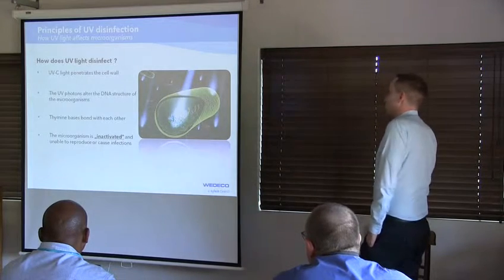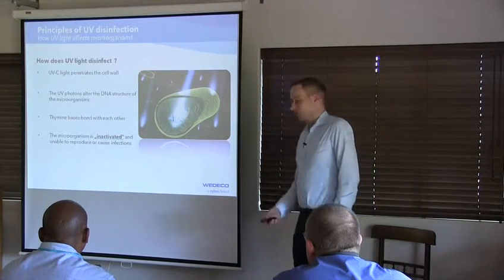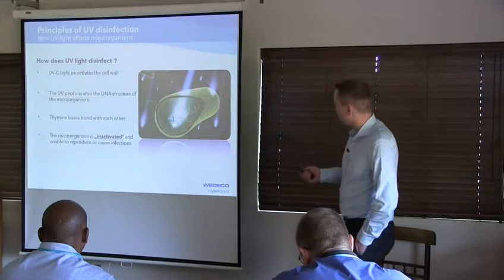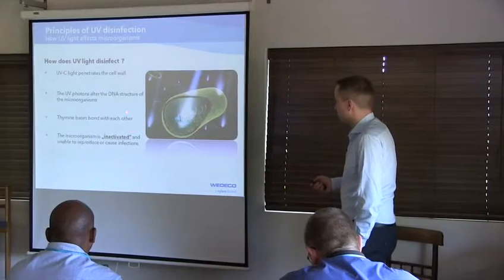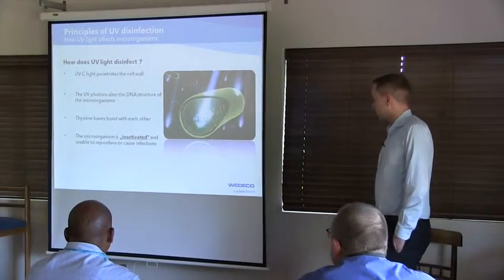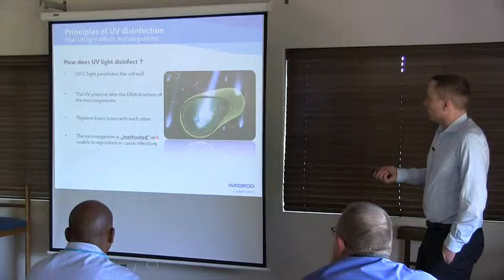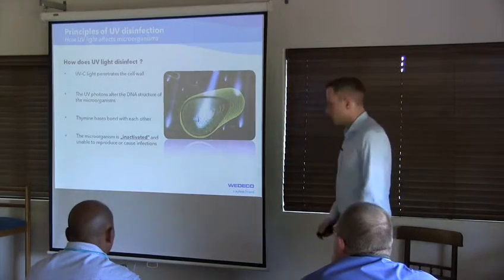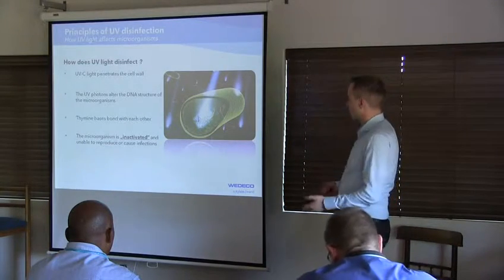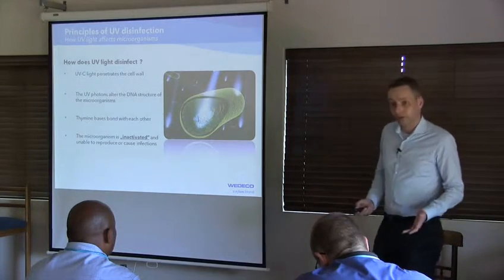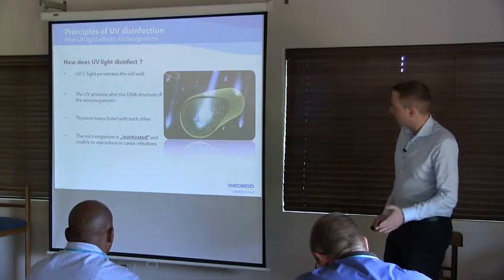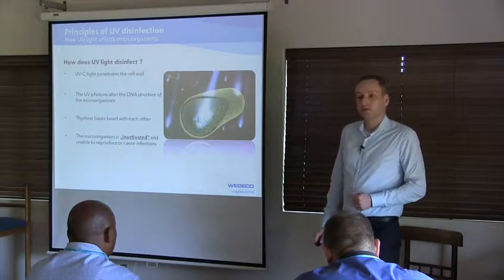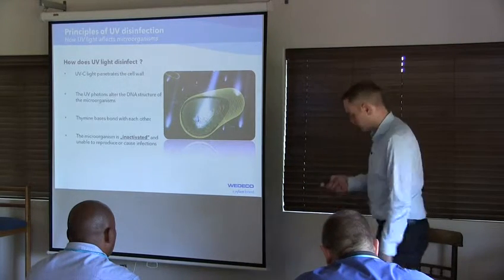So what does UV actually do to the particle we want to disinfect? UVC light will penetrate the cell wall, and the photons will alter the structure of the DNA. The microorganism is actually inactivated. It's not directly killed, but it is rendered inactive because it cannot reproduce anymore. By that means, it is impossible for the microorganism to infect a human host.